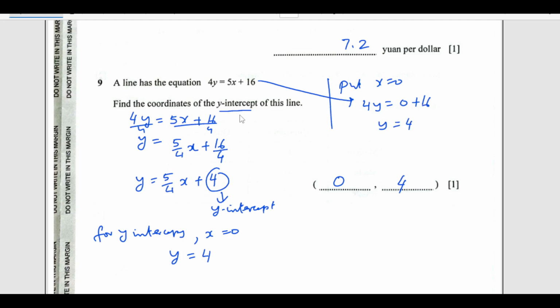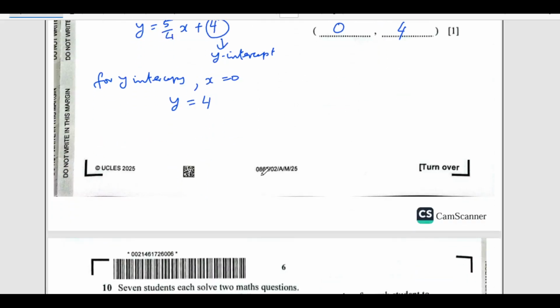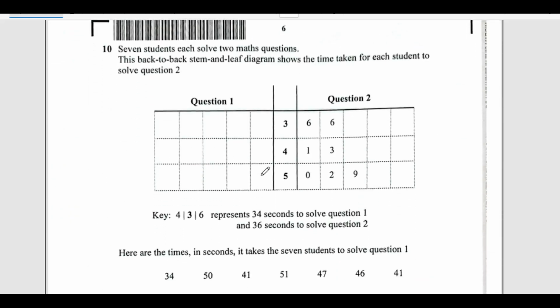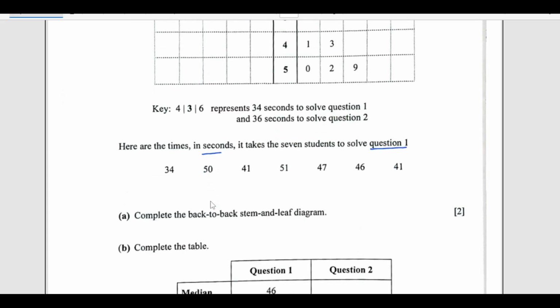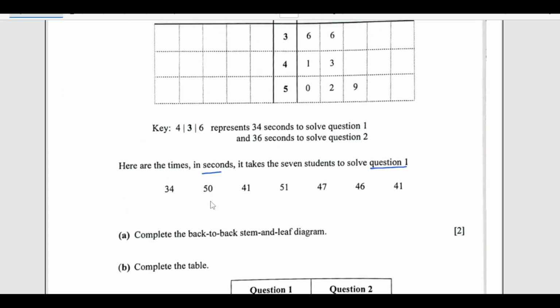Now we have the next question on the stem and leaf diagram. 7 students each solve 2 maths questions, question 1 and question 2. The back-to-back stem and leaf diagram shows the time taken for each student to solve question number 2. It's given here. So this is the key. Here is the time in seconds it takes to solve question 1, right? The question is to complete the back-to-back stem and leaf diagram. So we need to place this question 1.